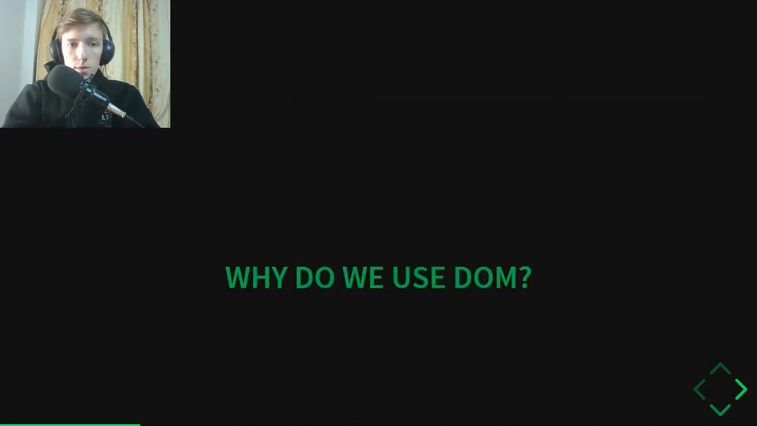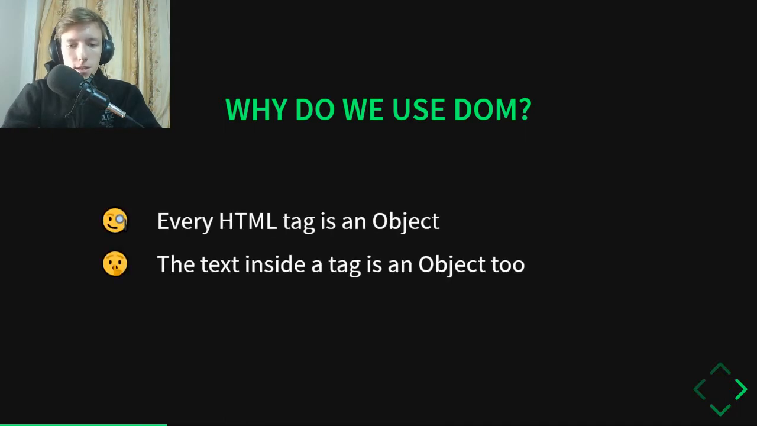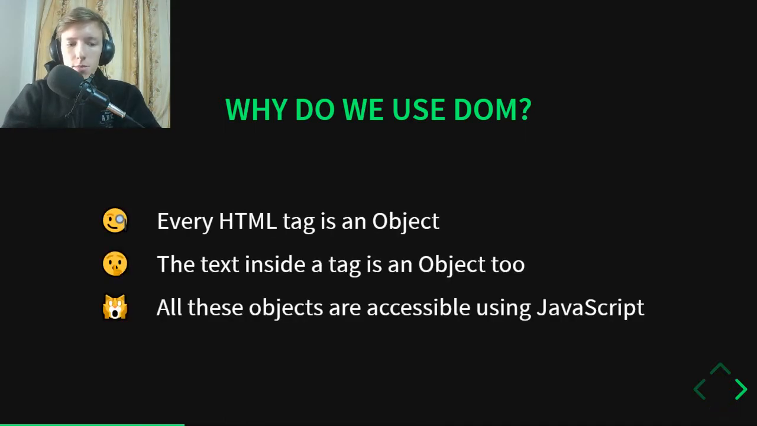So, why do we use DOM? Because we can control it. We can make beautiful dynamic web pages using JavaScript. For example, web games, presentations like that, or simply interactive landing pages. In DOM, every HTML tag is an object, and text inside a tag is an object too. And all these objects are accessible with JavaScript.